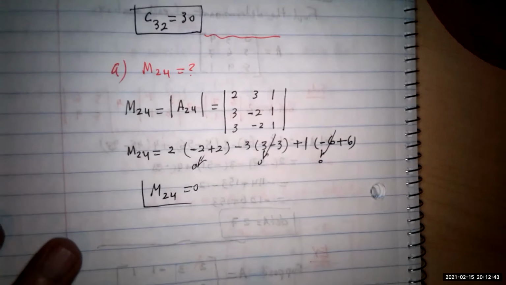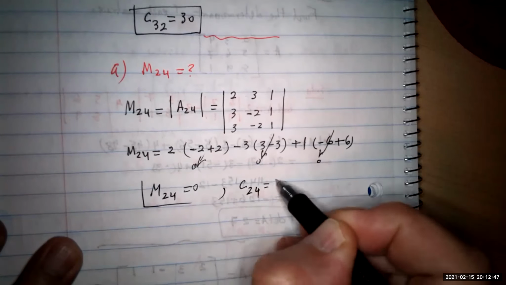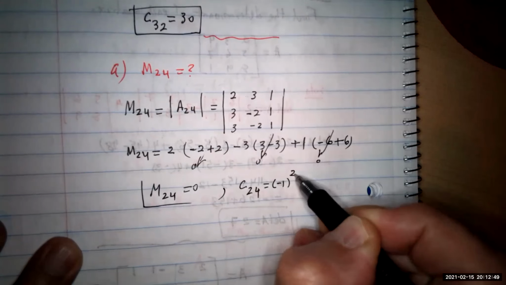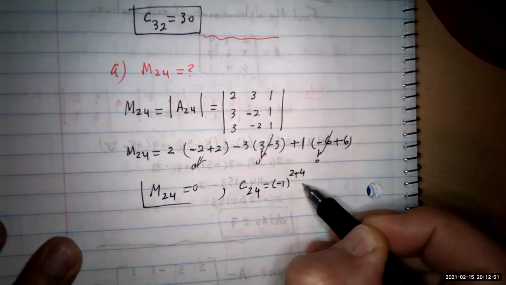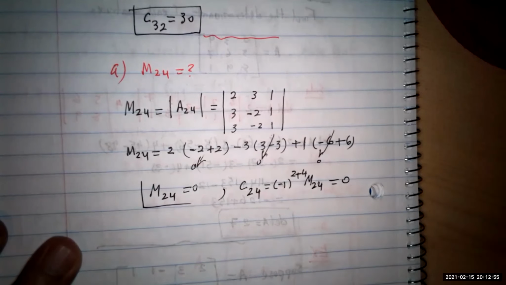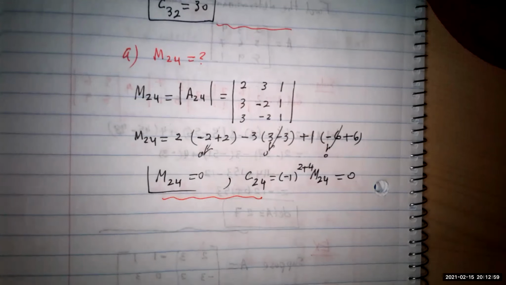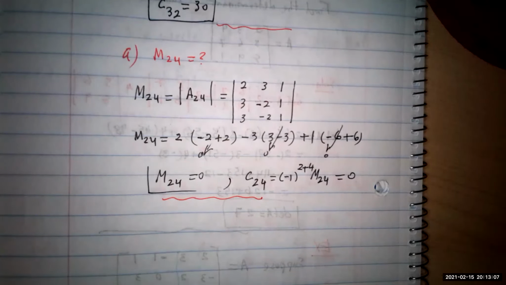And C24 is the same thing. C24 is negative 1 to the 2 plus 4 times M24, which is equal to 0. So be ready for it. They may ask for all the cofactors, so we should be able to put them together and give the final answer.